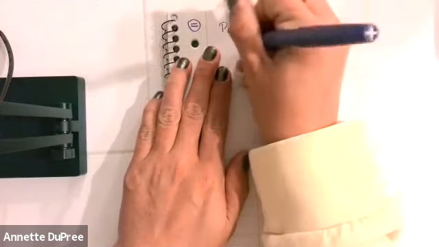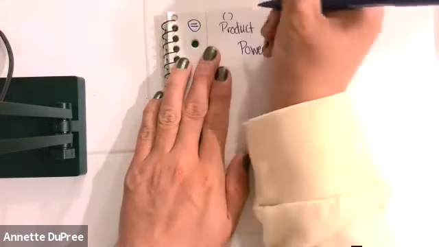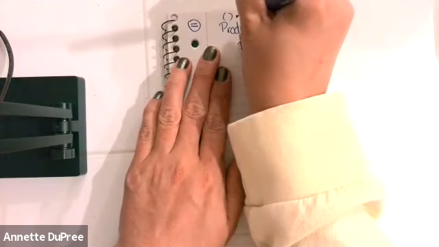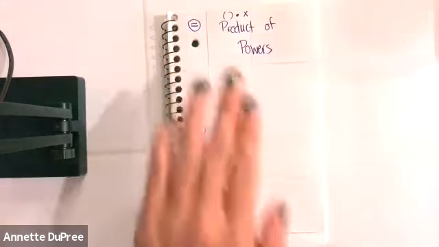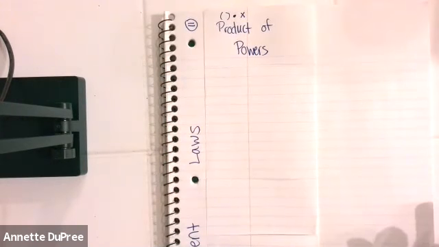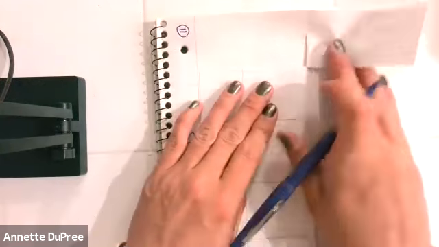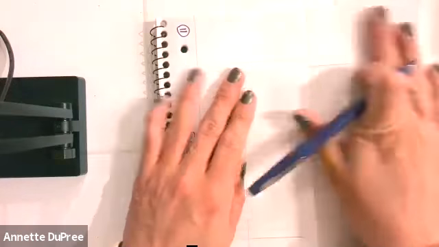So we should know what product means in math. Product means multiply. So that could be parentheses, it could be the dot, or it could be the multiplication symbol. You guys know I'm not a fan of the multiplication symbol simply because it gets confusing with variables. So what is product of powers? This is where we're multiplying powers or multiplying exponents.